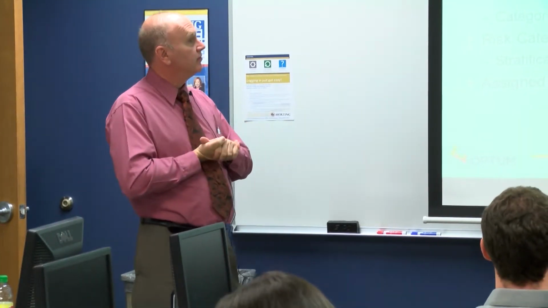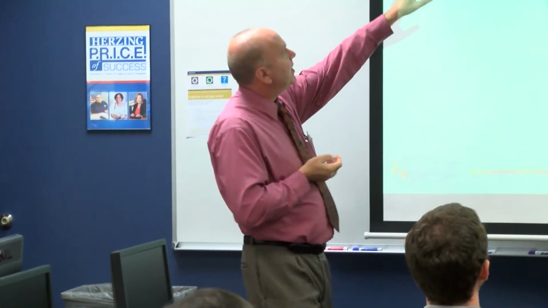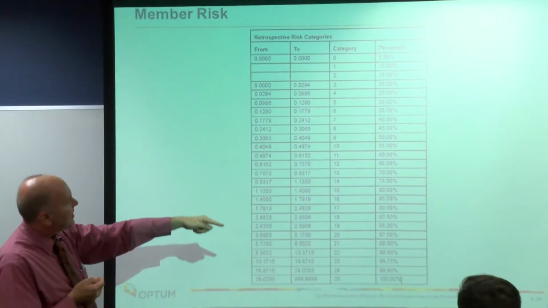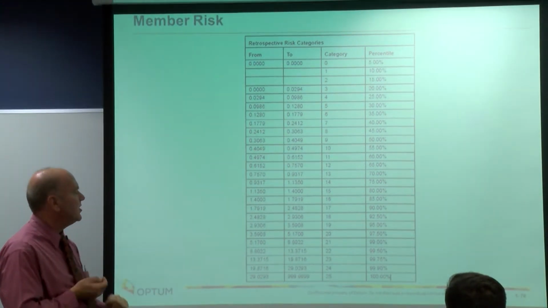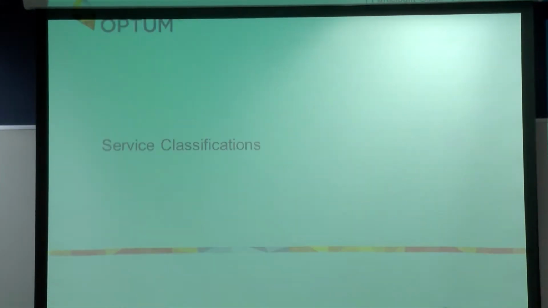Okay, we go to the next one. So here's the retrospective risk categories, and we said we had 26 of them. Well, there they are, and that's kind of the percentiles that the number of folks fit into within the overall application. We've already done this, so we'll just flip by that.